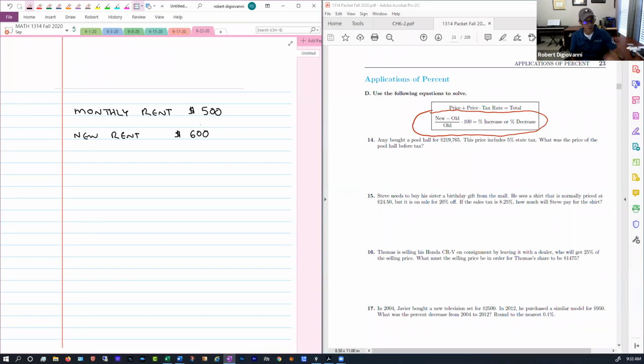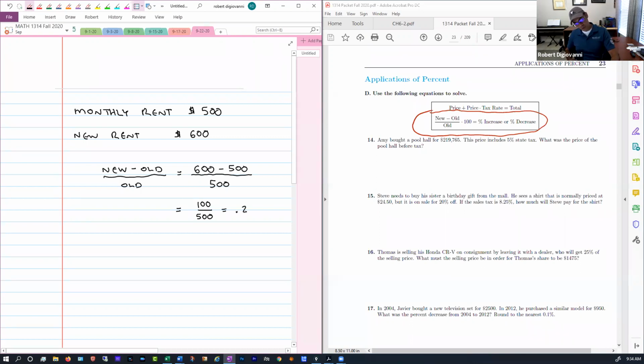And so we just use this formula. The formula is you take the new cost, you subtract the old cost, and you divide by the old. So the new cost for us in this problem would be 600, right? That's the new rent, minus the old cost, which is 500, and then we divide that by the old cost, which is 500. So we do everything that's in the numerator first, okay? We have to do the 600 minus 500 first. We get 100. We divide that by 500. And if you do that on a calculator, you're going to get 0.20.